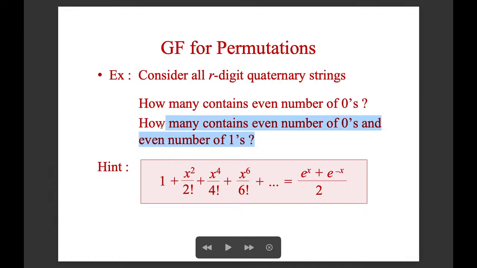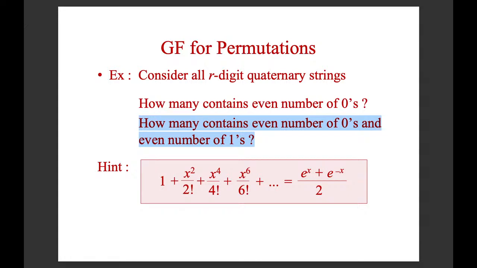Now for the next one, it is also easy. This time we get the EGF for 0 and then the EGF for 1. They are both e to the power x plus e to the power minus x, divided by 2. So we multiply them together, so we get the product of them.